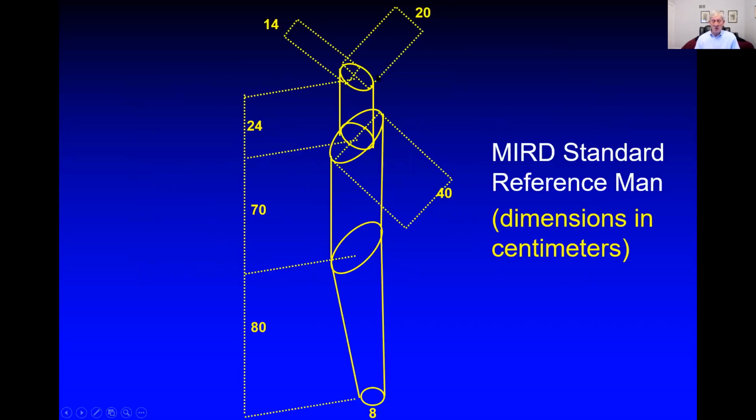So here is our reference man. This cylinder up here represents the head and neck. This longer cylinder here represents the chest, abdomen, and pelvis. And this final cylinder down here represents the lower extremities, the legs. And that's what the MIRD standard reference man looks like. Because it truly is not physiological in nature, it's not going to be a perfect kind of phantom, but it is very helpful in determining radiation dosimetry factors that go into our equations.